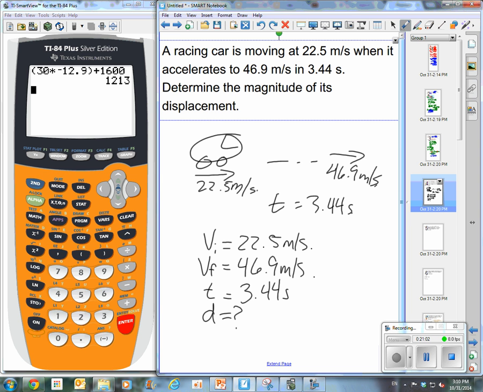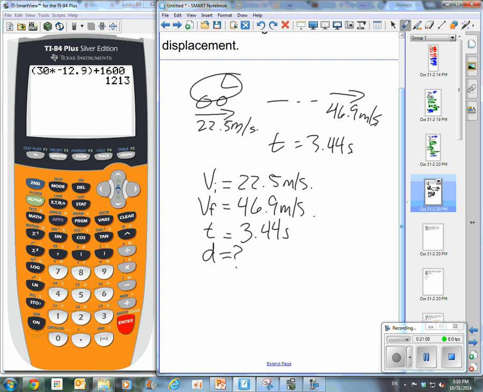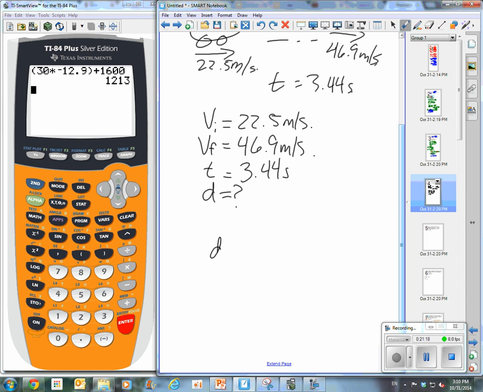All right, so now I'm going to look here. Oh, shoot, I can't use the same formula because I don't have acceleration. So now I need to look for a formula that does not contain acceleration, but does contain the rest of my variables. And I would find the following formula in my data booklet. I would find that d equals (vi plus vf) all over 2 multiplied by t.